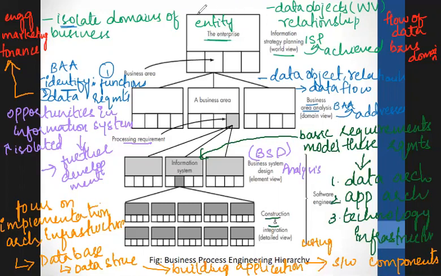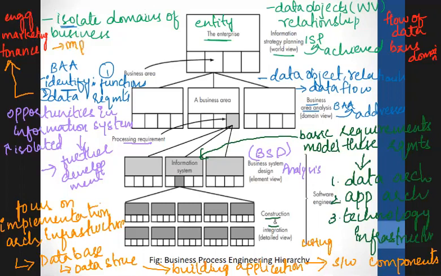When it identifies the entire entity as one entity, then it is going to isolate the different domains of business. The different domains are engineering, marketing, finance, manufacturing. These are the different domains. Now these different domains, you're going to identify the domains that are important. Those important domains will be identified.